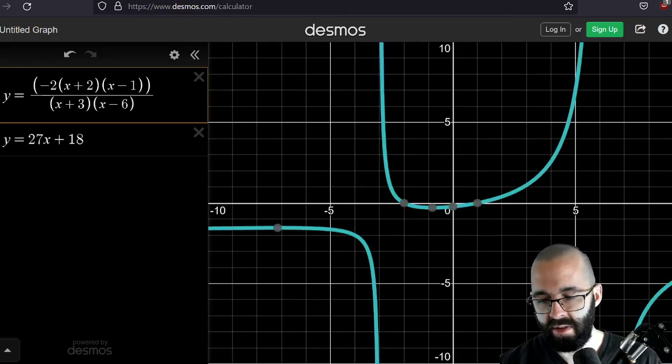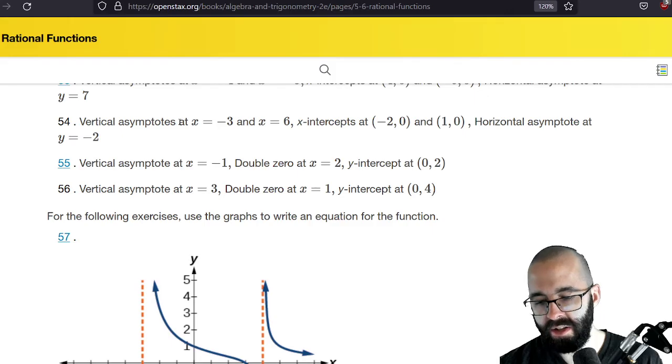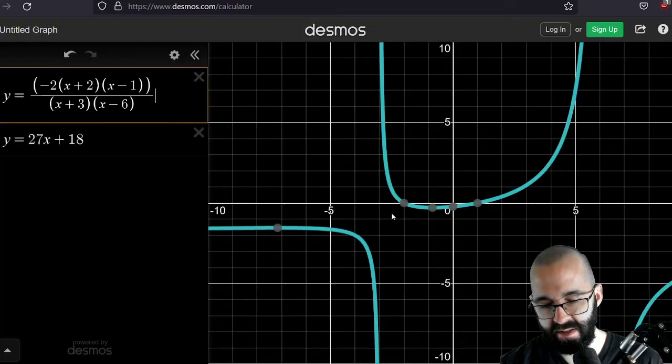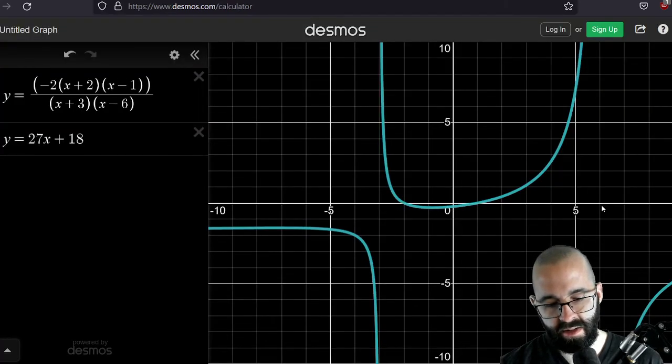All right. What did we all need? Vertical asymptotes at -3 and +6. -3 is here. +6 is here. Okay, we got the right asymptotes.